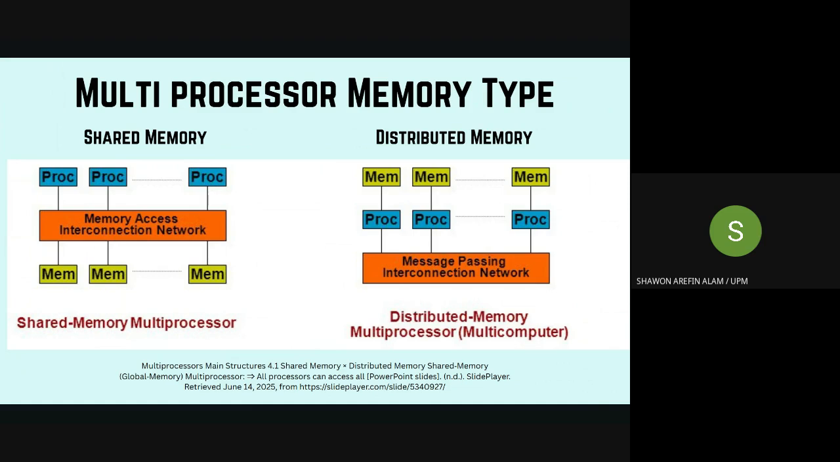Here, each friend has their own whiteboard. They can't directly write on someone else's. They need to send a message. Similarly, in a distributed memory system, each processor has its own dedicated memory. If one processor needs data from another, they communicate through a message passing interconnection network. Moving on to the next slide.